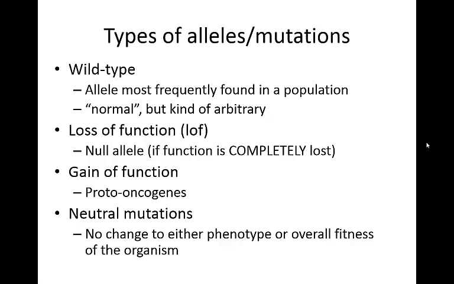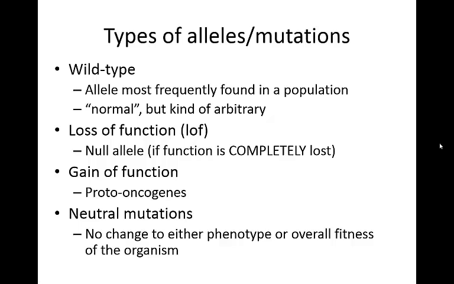Sometimes we might get a mutation that's going to be a gain of function mutation. In this case, you're going to be looking at things like proto-oncogenes. These are genes that, if they get mutated, may do things like regulate the cell cycle in weird ways, and this can lead to different types of tumors forming.